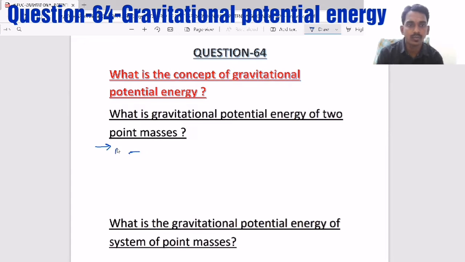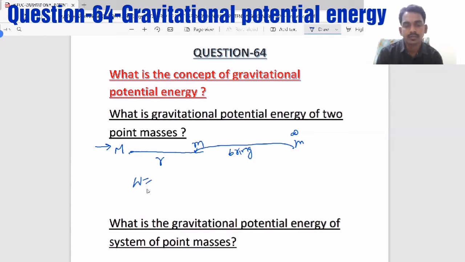See, consider there is one mass capital M and another mass m at a distance r. When you are bringing the mass m from infinity to this point, you have to do some external work, and the work done by gravity is equal to the negative of the work done by the external agent. So that work is equal to the change in gravitational potential energy.